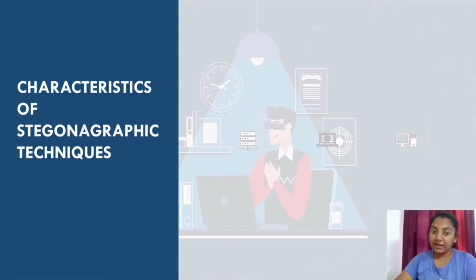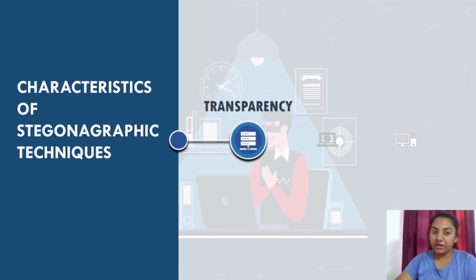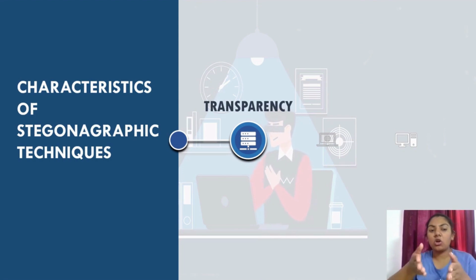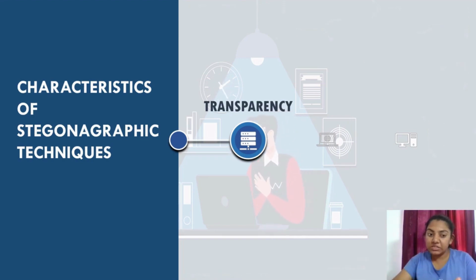Now let's talk about characteristics of steganographic technique. The first feature of any steganographic technique must persist is transparency. It's an important feature. Each cover media, be it image or audio or video, has certain information hiding capacity. If more information or data is hidden inside a cover file, then it will result in degradation of the cover media. Now, if the attacker notices this distortion, then our steganographic technique fails. And there is a possibility that our original message can be extracted and can be damaged by the attacker.